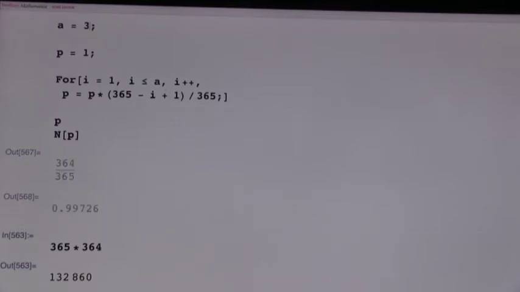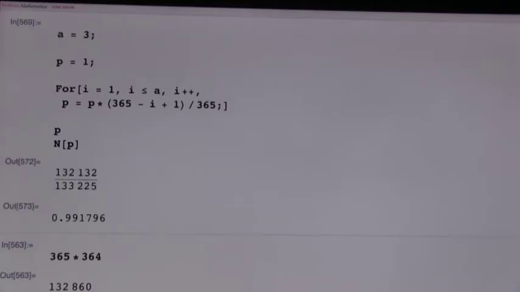Now for a equals 3, let's just double check. We hopefully are going to get 364 times 363 over 365 squared. 365 squared is on the bottom, yep. And then let's check 364 times 363. The output is on screen. Okay, well, 364 times 363 turns out to be 132132. So we got the right answer up here. It looks like it's working.